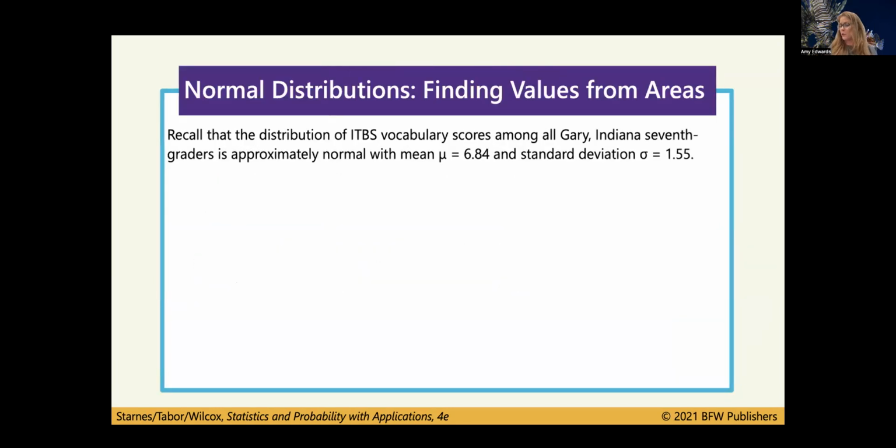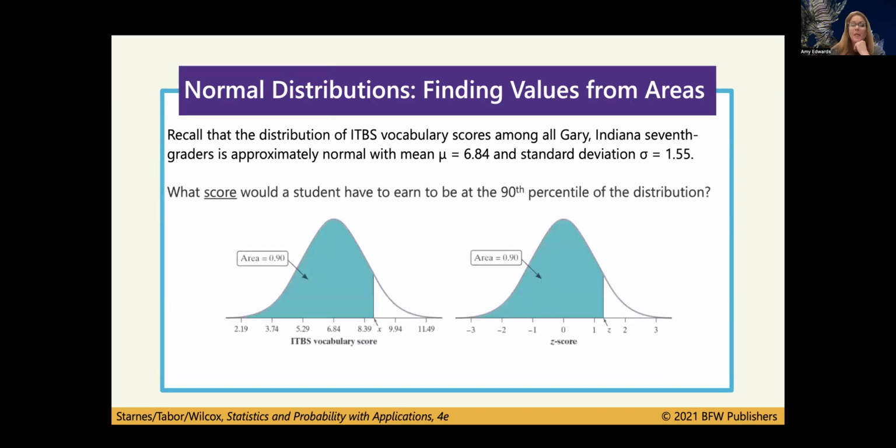So let's start first. We're back with our Gary, Indiana. Again, our mean is 6.84. Our standard deviation is 1.5. And especially on this lesson, I would have a sheet of paper and I would start writing that stuff down. That way you're not going back and forth between the applet.